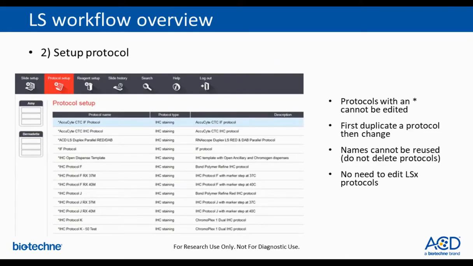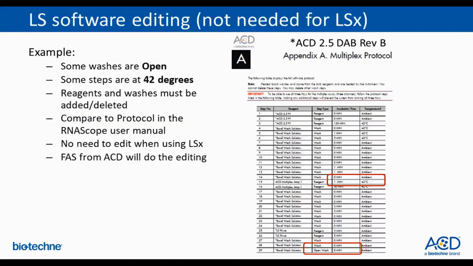Again, if you're running the LSx chemistry, you do not need to worry about generating a protocol. And just to give you a little bit more of a detailed explanation on what it means to make a protocol, basically what you need to do is open a pre-made, preset protocol that is already on the Leica system, like in this case, the ACD 2.5 DAB revision B protocol, which you can see here, and modify it according to the user manual that you have in front of you corresponding to a specific RNAscope assay.